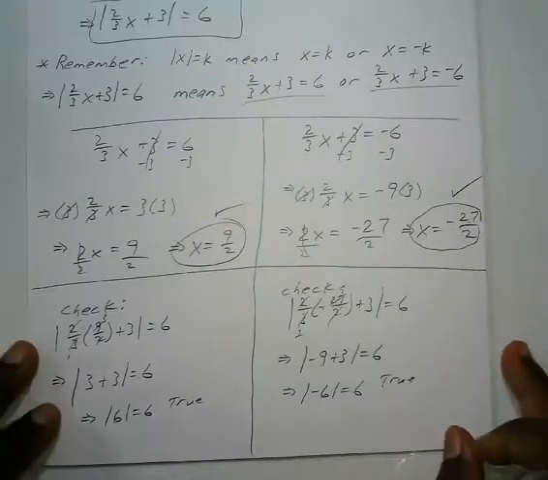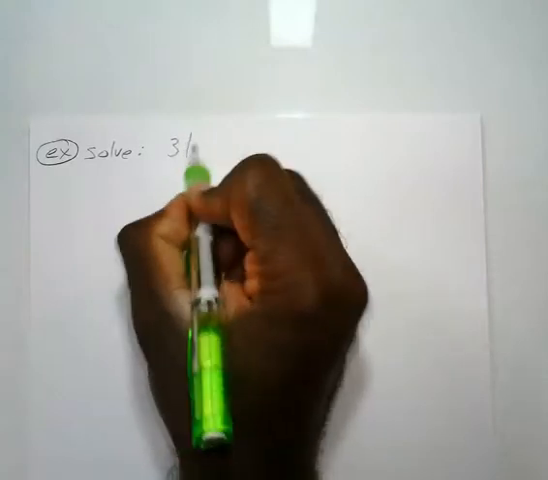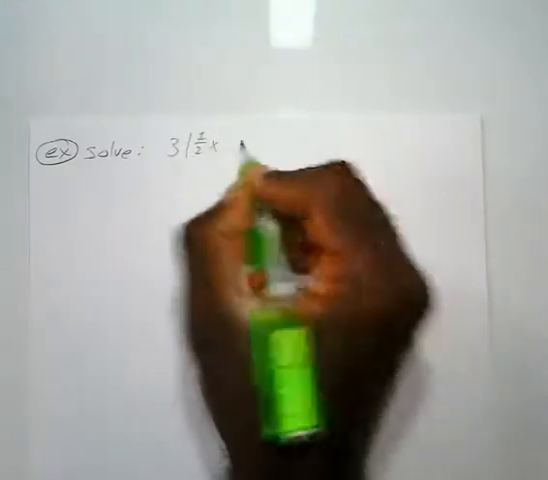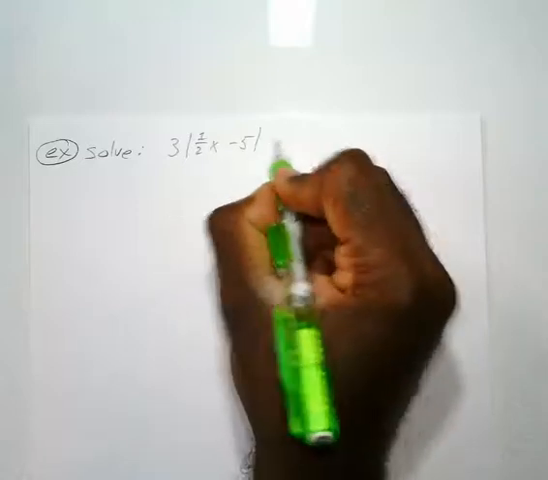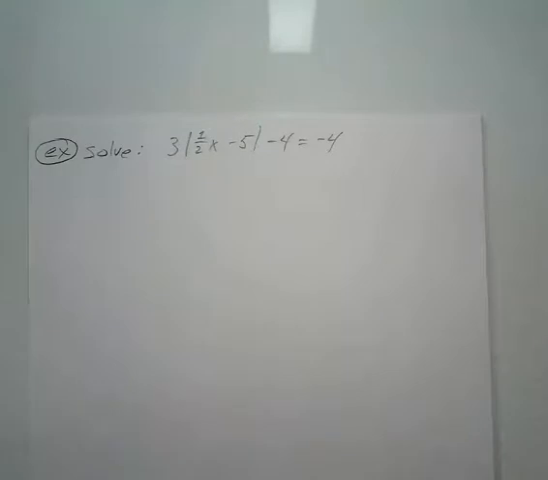Alright, so let's go ahead to our next example. Straighten up my papers here. Alright, so let's say, for example, you want to solve, say, 3 times the absolute value of 1/2 x minus 5, minus 4 equals negative 4.